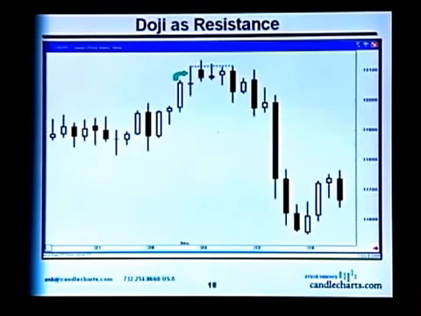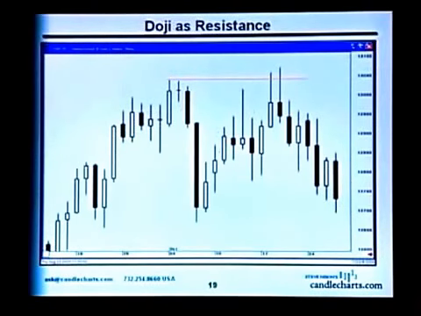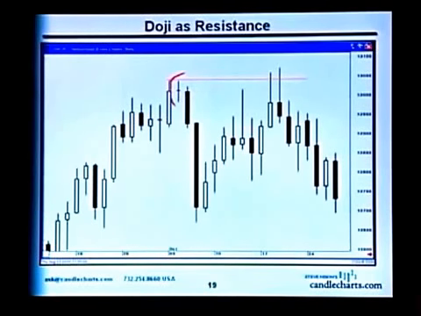Here's another example, doji's resistance. Now this doji's resistance, now I've circled, in case you didn't see that, let me do it again on this slide here. I've circled that doji. And the reason I've circled that doji is to bring out a very important aspect.